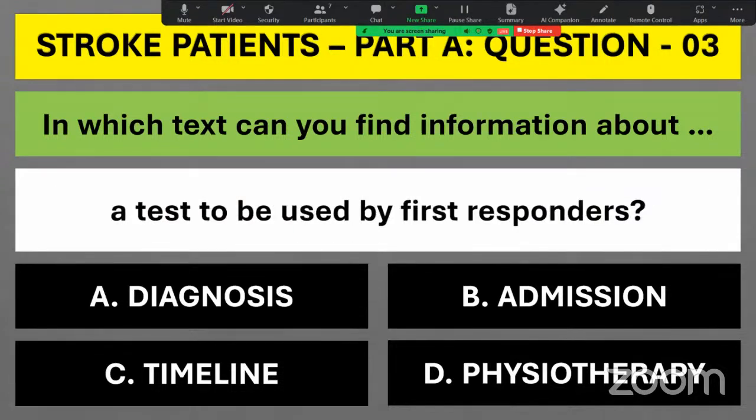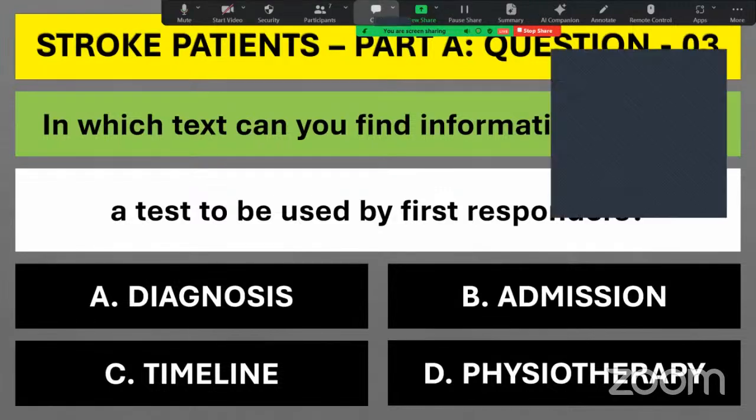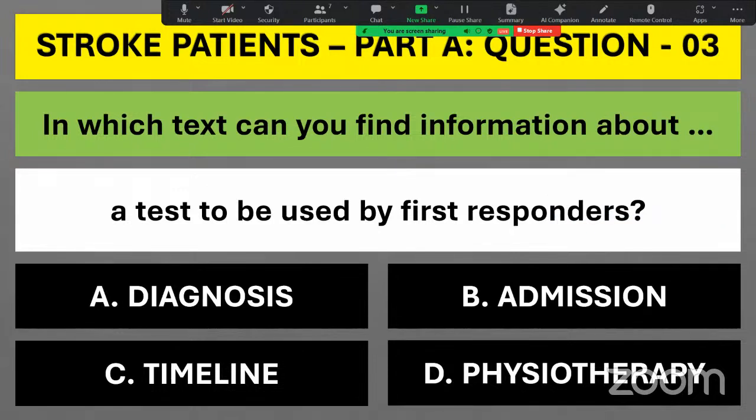Third question. A test to be used by first responders. So when somebody is getting a stroke, first responders need a test they can use. So A, B, C, D. Okay, question number 3, right? 5, 4, 3, 2, 1, and submit.